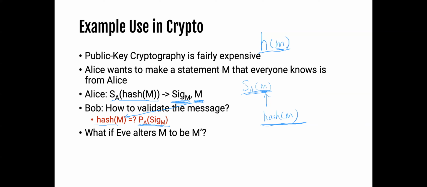The next question is, what if Eve alters M to be M prime? This is similar to the first question, how to validate the message. Suppose that Eve alters M to M prime. In this case, Bob will again calculate the hash of M prime and also calculate the decrypted message, or say the encrypted message, for the signature of M. He will realize that these two values are not the same. So then Bob will know that someone altered M to be another message.